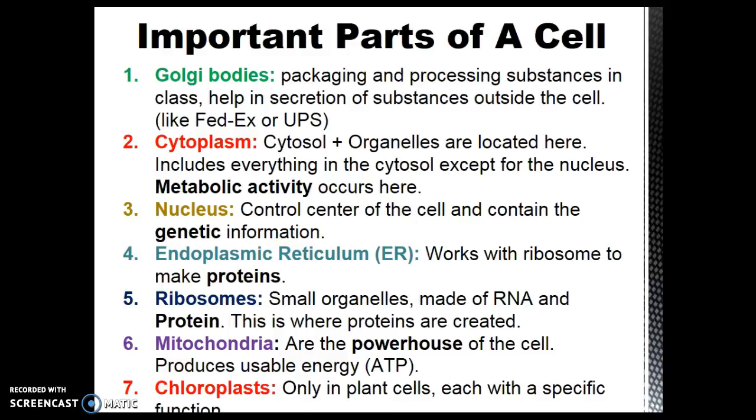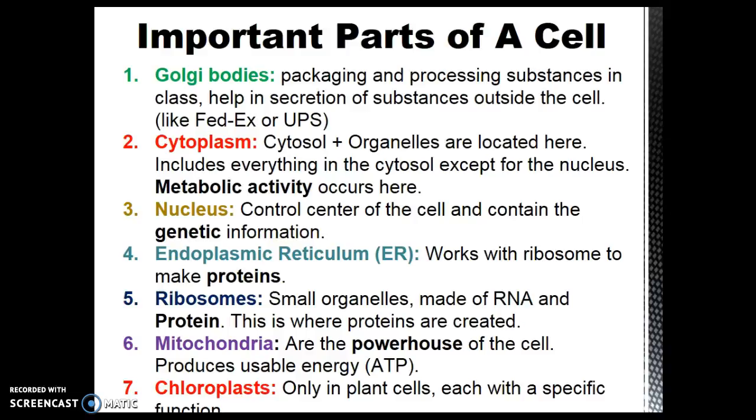Cytoplasm, or the cytosol, plus all of the organelles, are going to be located in the cytoplasm. This is going to include everything in the cytosol, that's a kind of gel type substance, except for the nucleus. Metabolic activity is going to occur here. When we talk about metabolism, we talk about all those chemical processes that are happening. The nucleus, it's going to be that control center containing the genetic information.